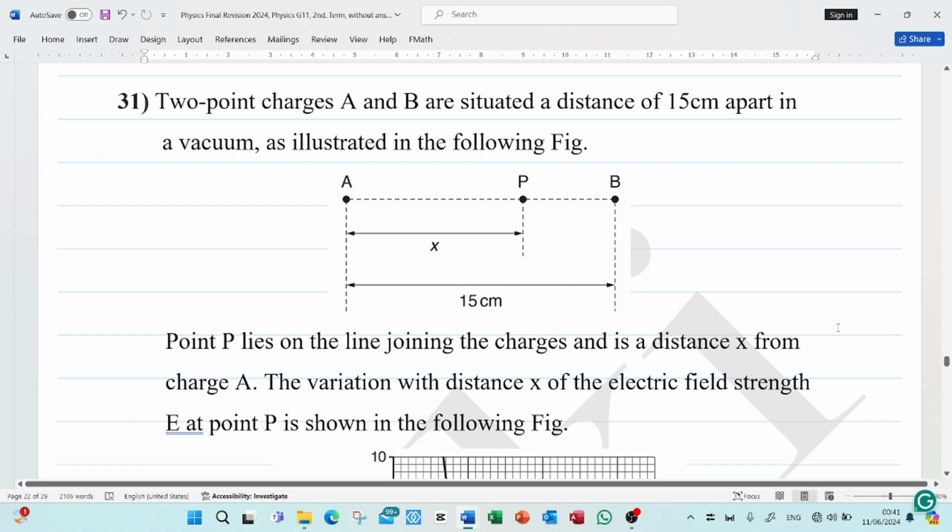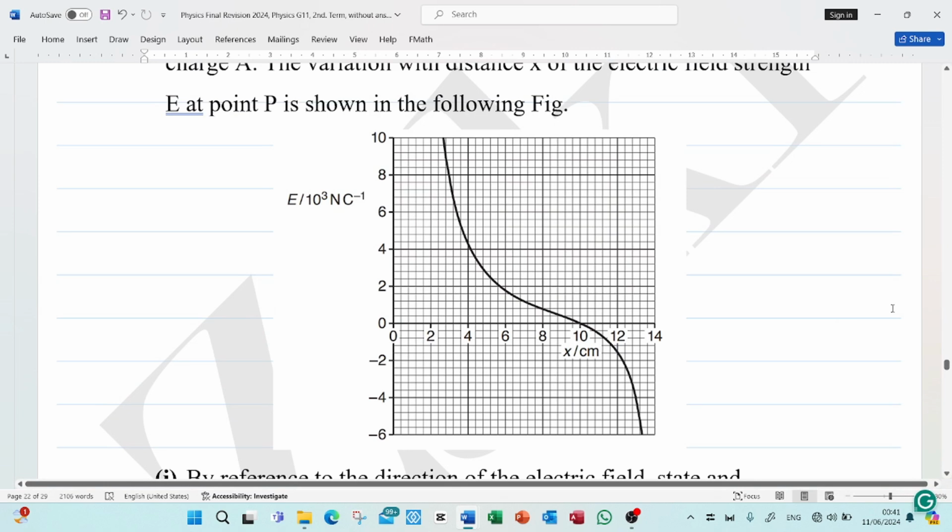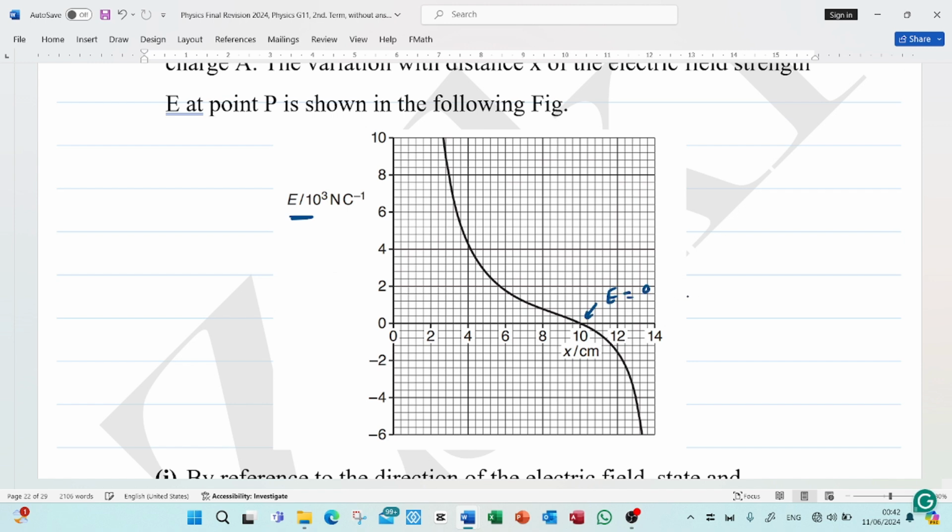Two point charges A and B are situated 15 centimeter apart in vacuum. Point P lies on the line joining the charges, distance x from charge A. The variation of the electric field with distance is that one. This is the variation, so this is the electric field, positive and negative. At this point the electric field equals 0, when x equals 10.